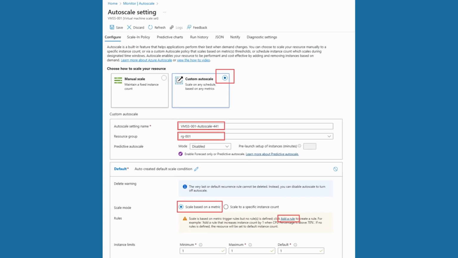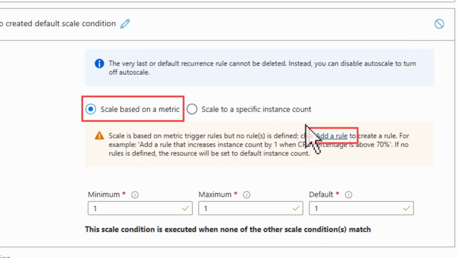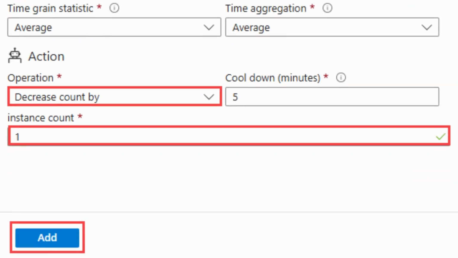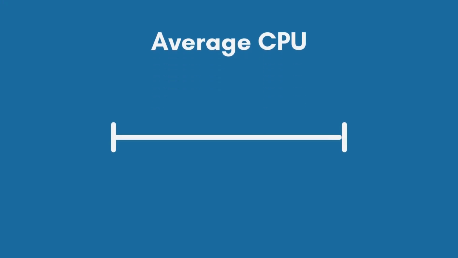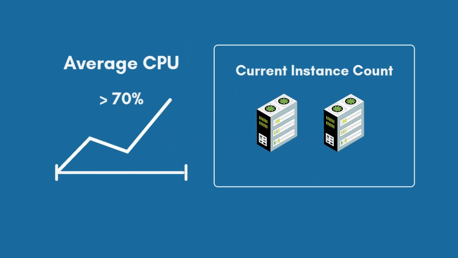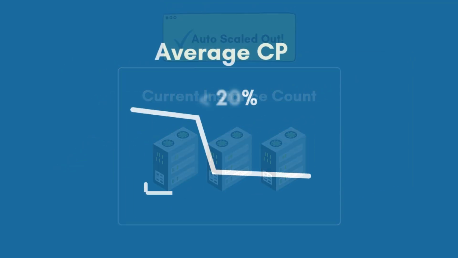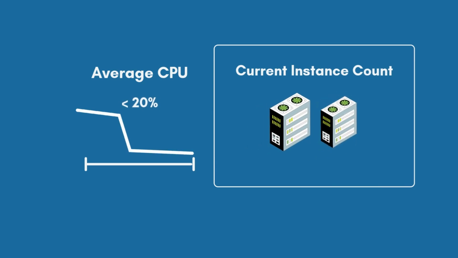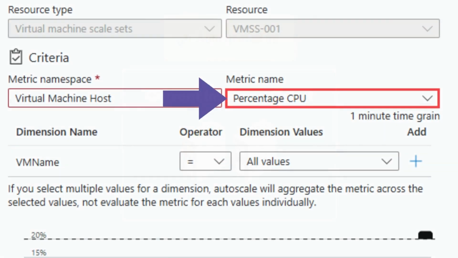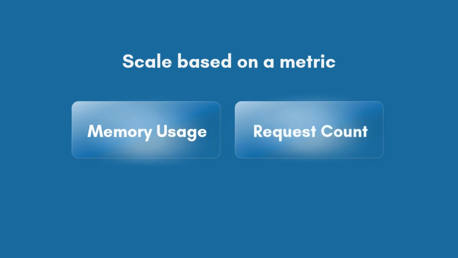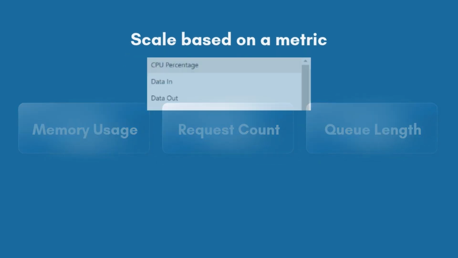And there is. Auto-scaling. Cloud platforms allow you to define rules that automatically add or remove server instances based on metrics. For example, if average CPU usage stays above 70% for a certain period, automatically add another instance. If CPU usage drops below 20%, remove an instance. CPU is just one option. You can also scale based on memory usage, request count, queue length, and many other metrics.